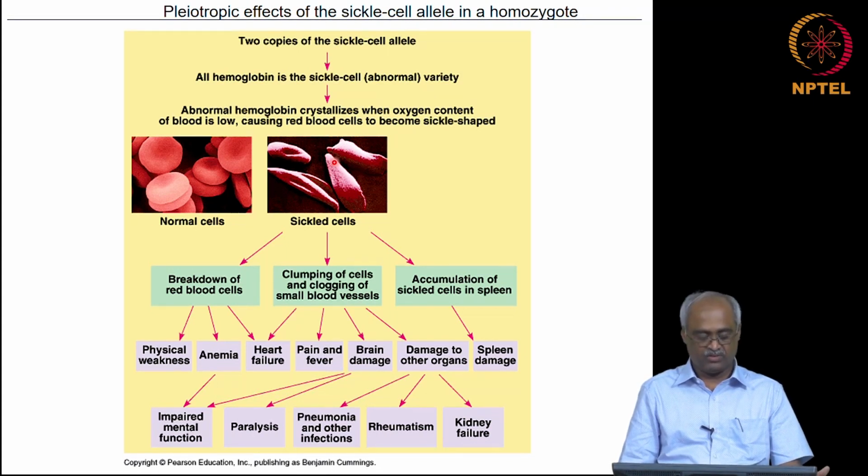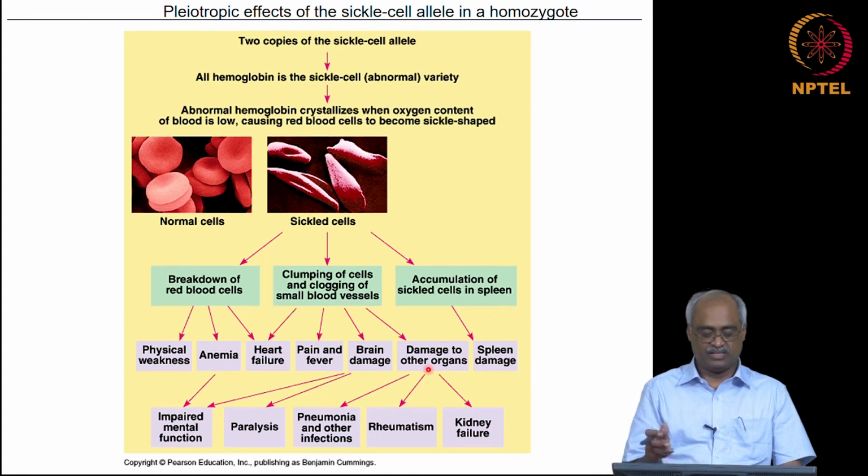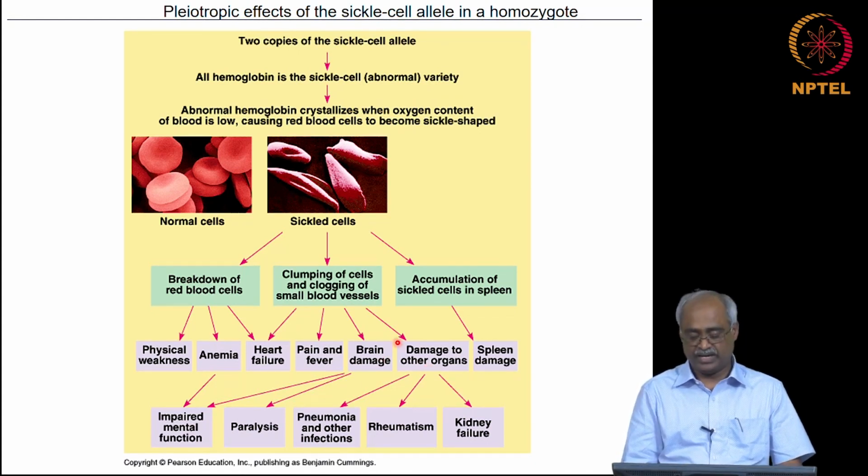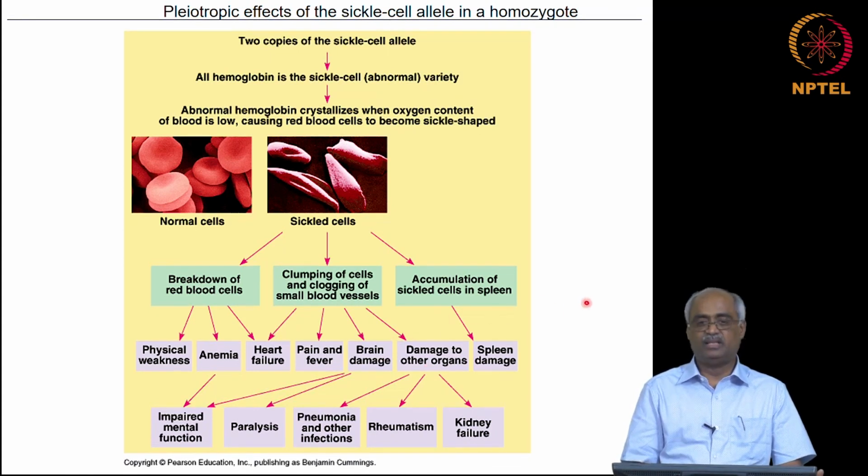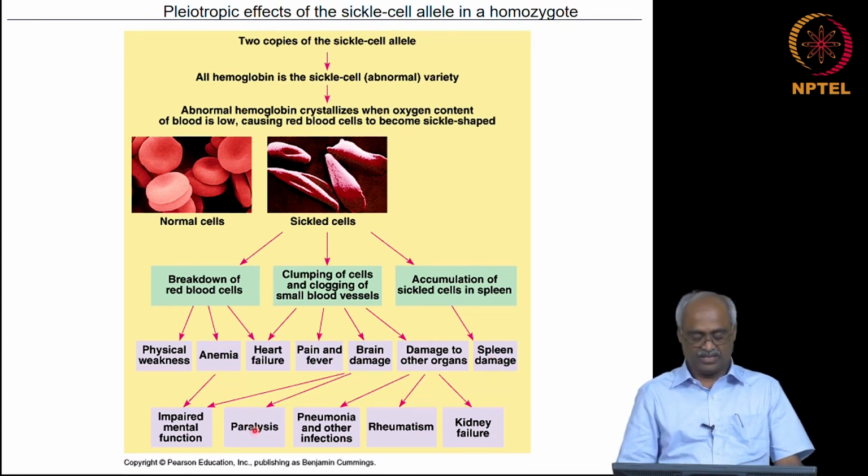But the biochemical nature of that protein causes multiple phenotypes due to the RBC being like that. Those RBC are going to be broken down, and because they are not available and oxygen is not transported, you have problems like physical weakness and anemia. Since they clog the arteries, you have problems in the heart, then blood vessels get blocked, and due to that you have problems in the brain. These cells accumulate in organs where they are degraded, causing damage to other organs. At least 5 of them are listed here. These are 5 different phenotypes coming from a single mutation.